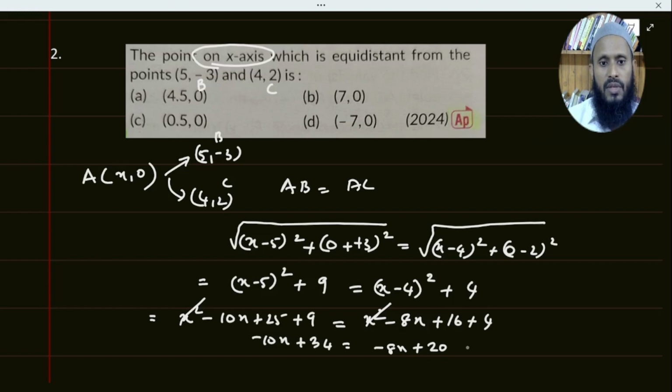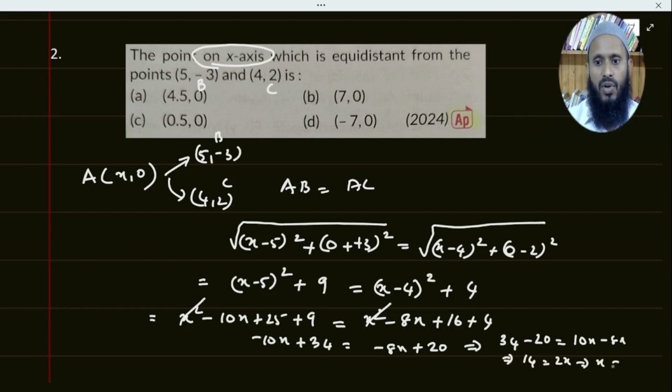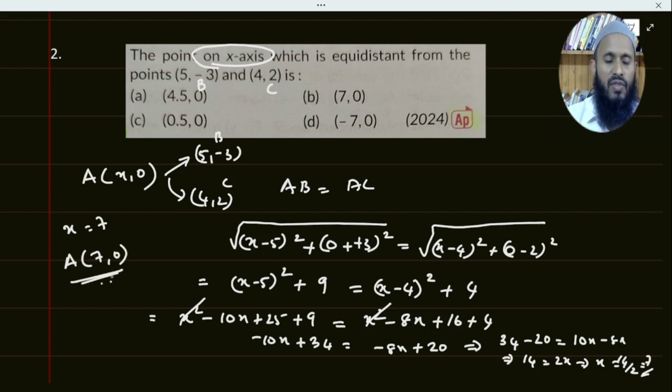Now this -10x I can transpose to the other side, as well as I can transpose plus 20 from RHS to LHS. So it will look like this: 34 minus 20 will be equal to 10x minus 8x, which implies 14 will be equal to 2x, which implies x will be equal to 14 by 2, which is equal to 7. So now I got my value of x as 7. So the point A will be A(7, 0), which will be equidistant from both the points B and C. So the correct option will be option B.